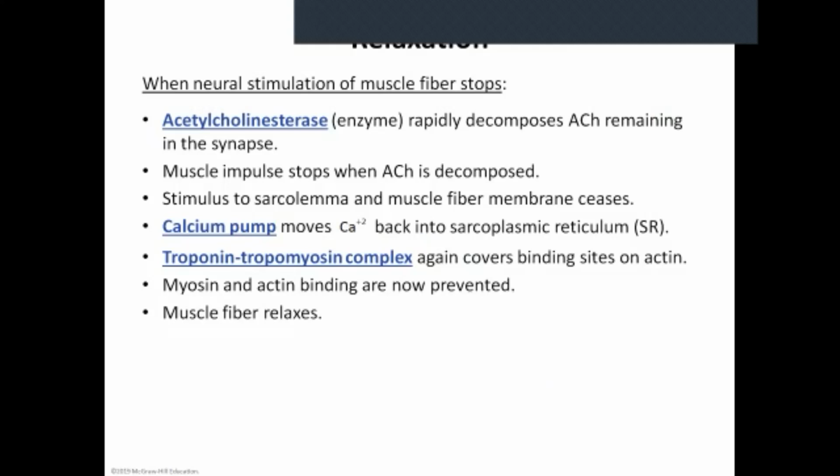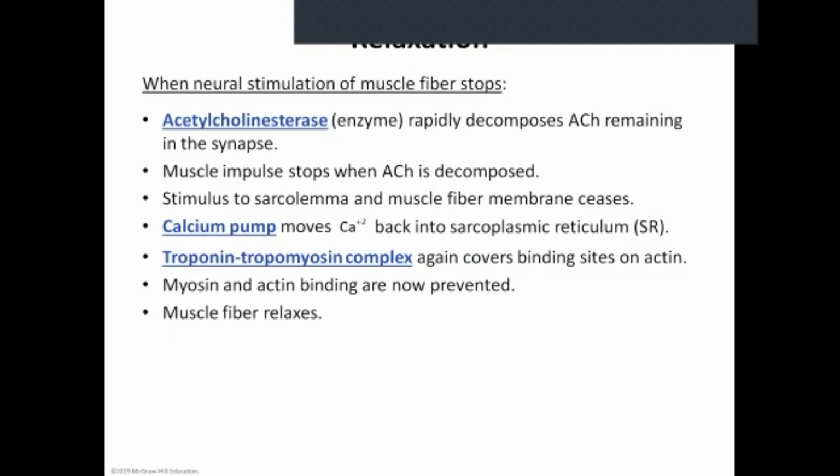those receptors anymore. So when this takes place, now you have a bunch of calcium. That calcium is going to actually be stimulated to go back into the sarcoplasmic reticulum. So the sarcolemma, the muscle fiber, they're going to cease that action potential. It won't be stimulated anymore. Calcium goes back into the sarcoplasmic reticulum.